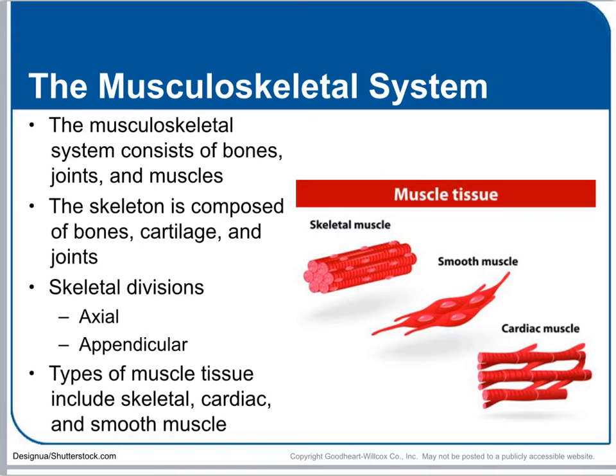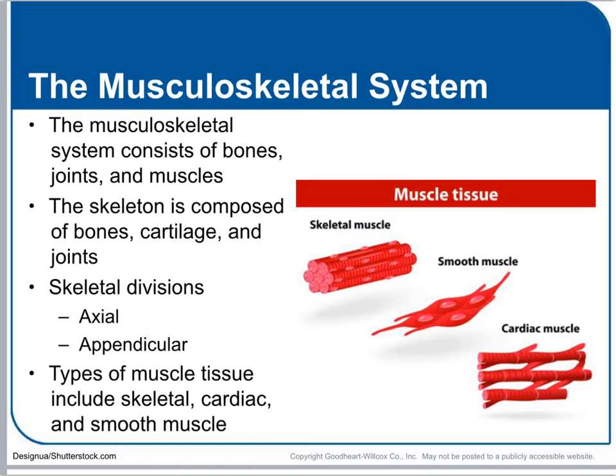So there are 80 bones in the axial skeleton, and that forms the vertical axis of the body. So that would include the head, the vertebral column, the ribs, the breastbone, and the sternum. And then the appendicular system consists of 126 bones, and that includes all free appendages and their attachments to the axial skeleton. So these would include your upper and lower extremities or limbs and their attachments.